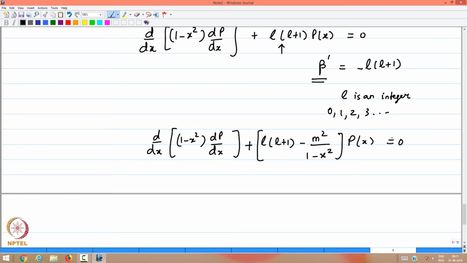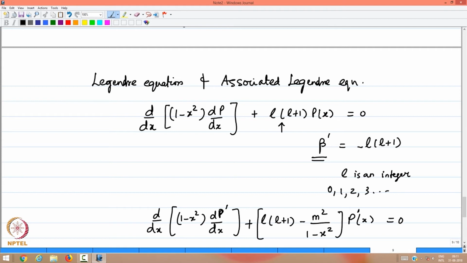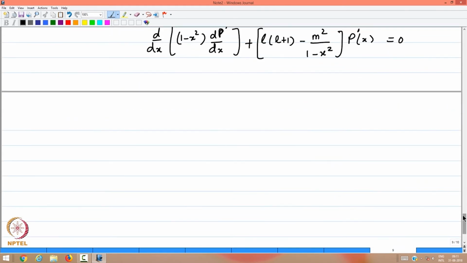Of course, we are using the same symbol p, so I would not do that. I would call it by a different symbol, say p prime, because when m is not 0, this is different from this. This equation becomes that only when m is equal to 0. Therefore, p prime becomes p for m equal to 0, and that solution is known as the Legendre function, and for m non-zero the solutions are known as associated Legendre functions. Okay. This is the prelude.